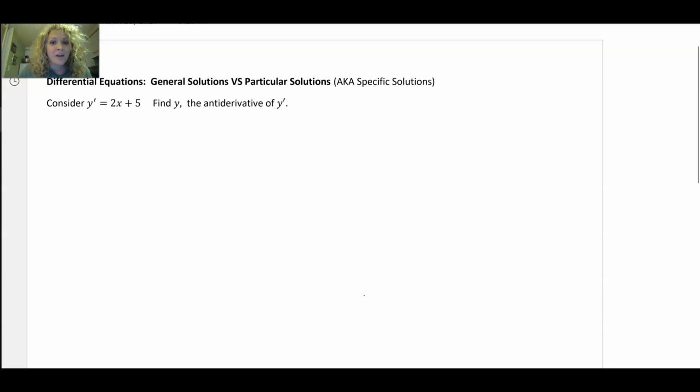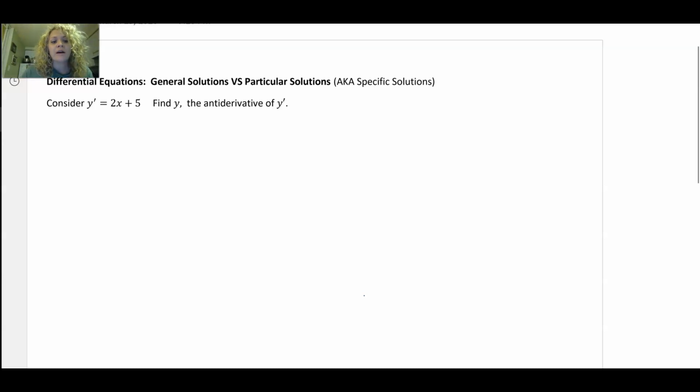So in our first video, we talked about what a differential equation is and what it means to find the solution to a differential equation. In this video, we're going to explore slope fields, but before we do that, let's backtrack to something we know how to do that we've already done this year.